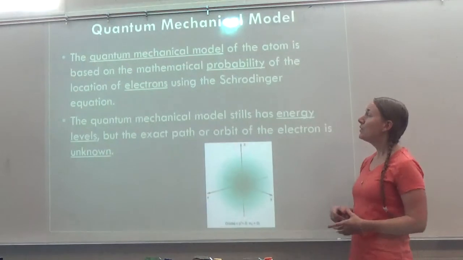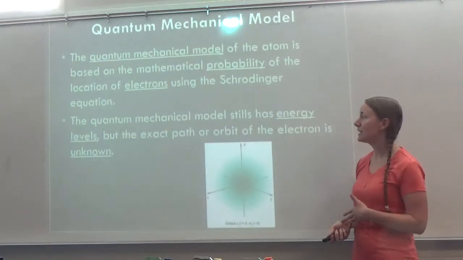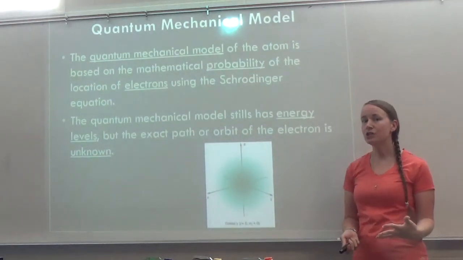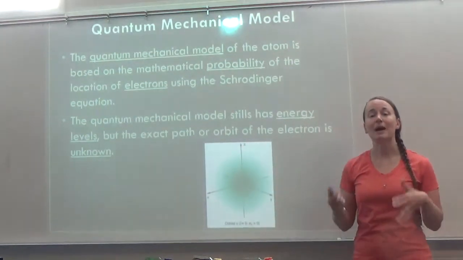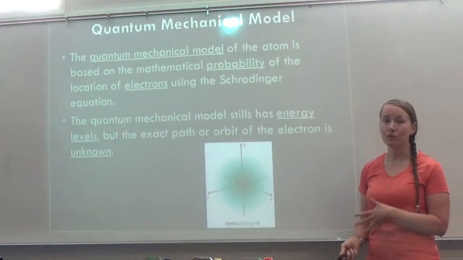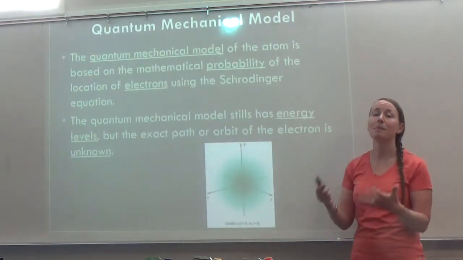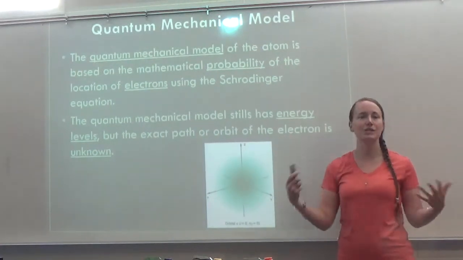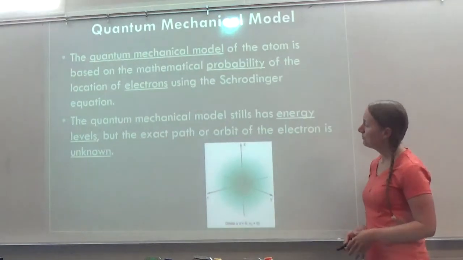So anyway, the quantum mechanical model still has energy levels, but the exact path or orbit of the electron is unknown. So the thing to remember when I start showing you all these really weird shapes that you're about to see is it's based on a mathematical equation. It's a mathematical probability of where we'll find the electron. So when you start seeing really weird shapes, just know this was a mathematical calculation. It wasn't just somebody drawing pretty shapes and pretending like that's where the electrons are. This is all based on science and math.